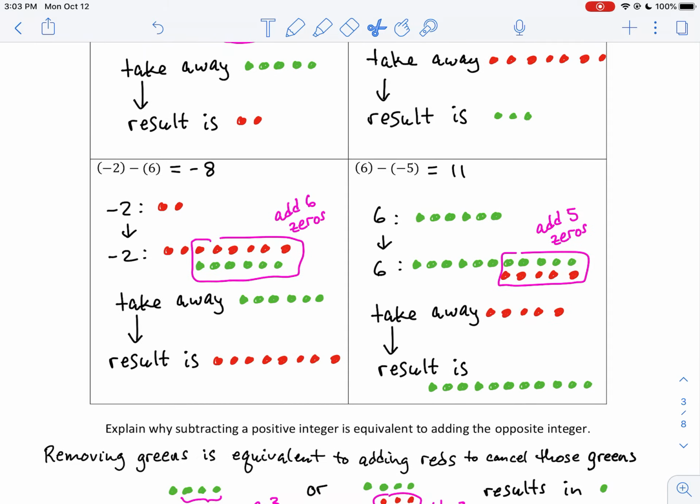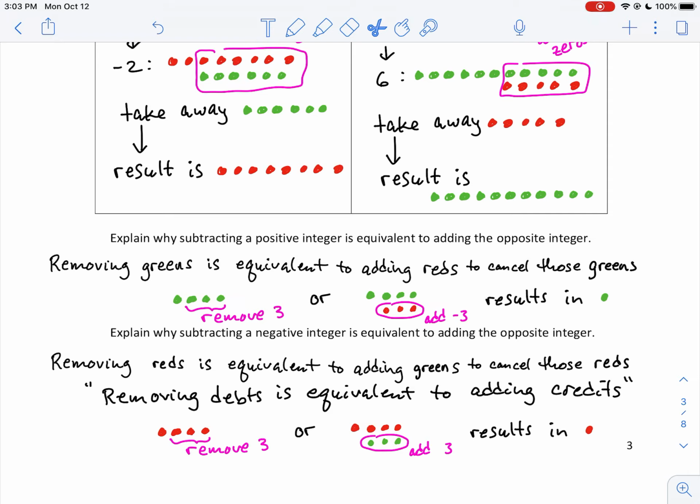Explain why subtracting a positive integer is equivalent to adding the opposite. Well, removing greens is equivalent to adding reds to cancel those greens. For example, if you start with 4 greens and I say take away 3, then that's really the same thing as starting with 4 greens and adding -3. Because the end result will be, if I take those 3 away, then I'm left with just 1. But if I add 3 reds to those 3 greens, they cancel, and you're also just left with that 1.